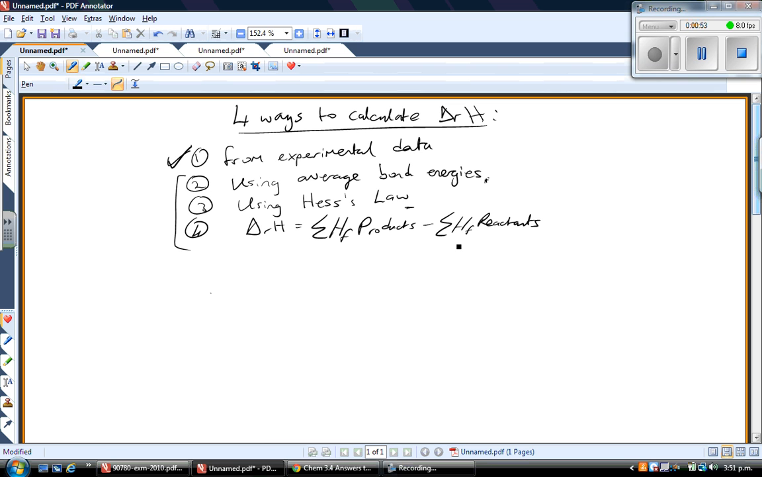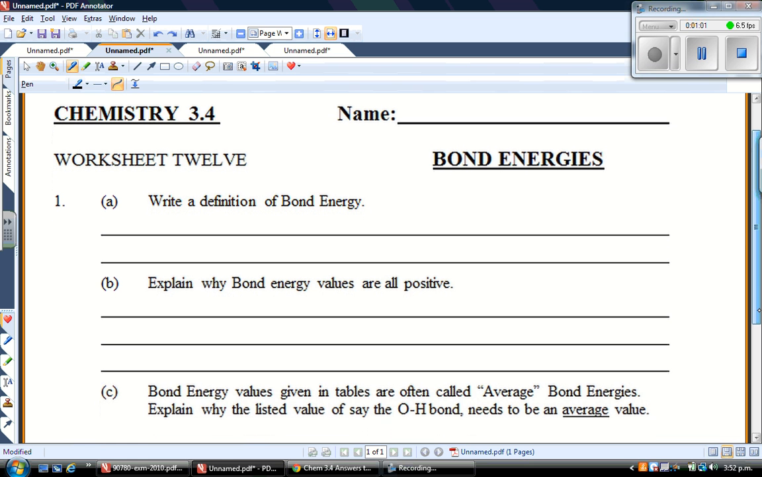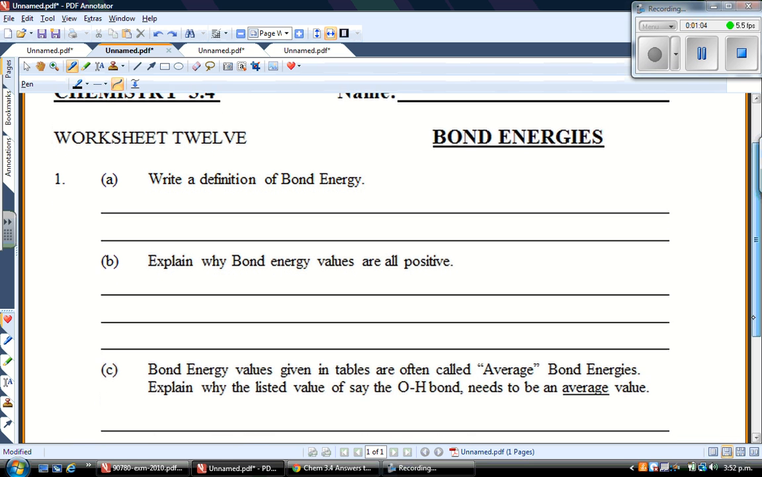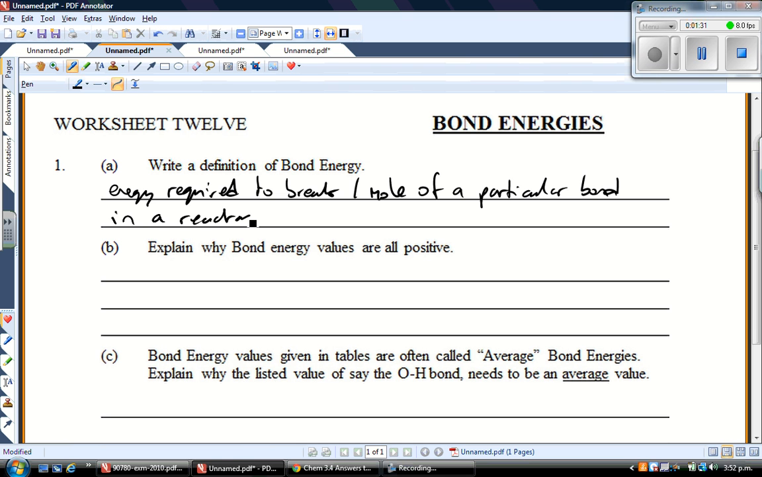So if we take a look at this worksheet which I gave you guys during lessons, and this was to calculate bond energies, the first thing we need to look at is to calculate the enthalpy for a reaction using bond energies, we must have a definition for bond energy. So the definition for bond energy, if I just write it briefly here, it's the energy required to break 1 mole of a particular bond, in a reactant or product which are in the gaseous state.